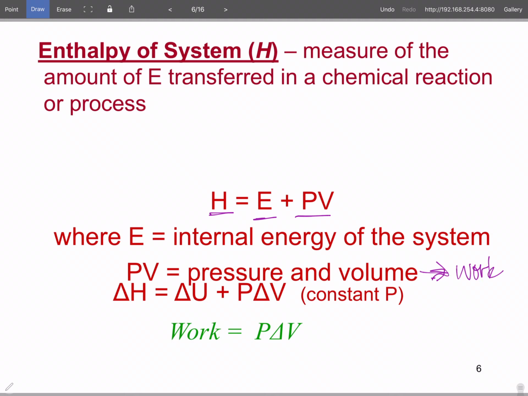So E is the internal energy of the system. PV is the pressure-volume work that can be done. Okay? Now, the trick is how do you measure internal energy?